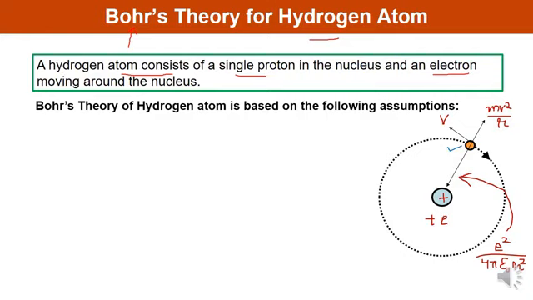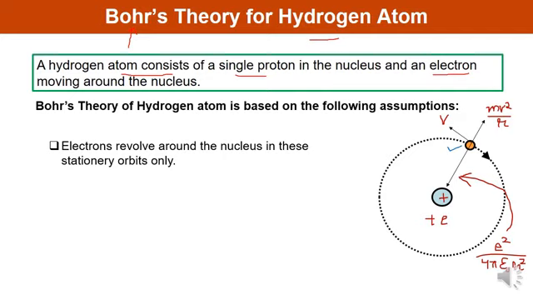Bohr's theory of hydrogen atom is based on certain assumptions. What are those assumptions? Let's study one by one. First, the electron revolves around the nucleus in stationary orbits only.